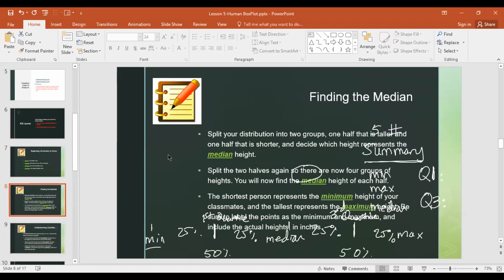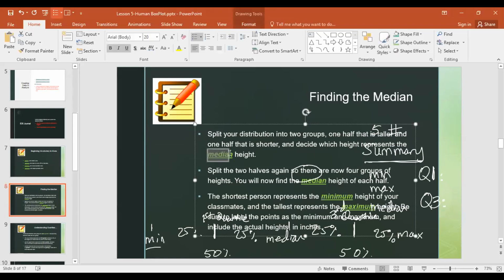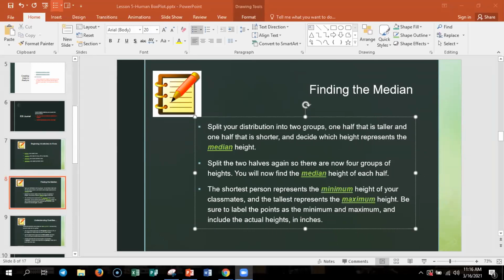So what we're going to do now is split our data, our distribution, into two groups. One half is going to be the taller half of our heights, the other half will be the shorter half. So to decide which height represents our median height, we're going to go ahead and find our median here. So what I want to do is share my screen. I want to share my entire desktop with you guys.